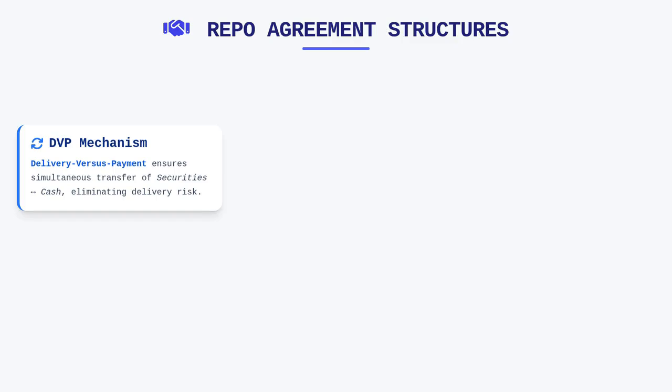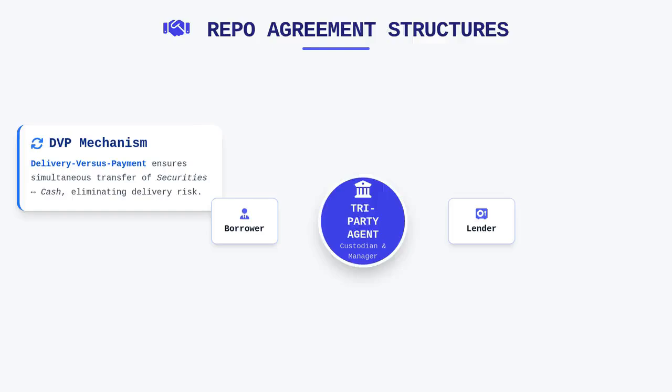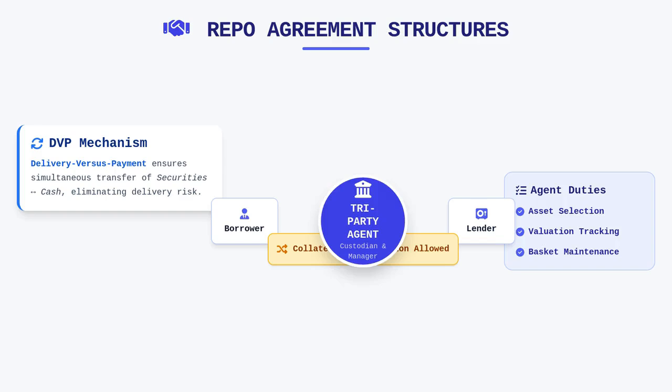In more complex setups, such as the tri-party repo, a third-party agent acts as a custodian and collateral manager, handling the selection, valuation, and maintenance of the collateral basket on behalf of the parties involved. This institutional arrangement is crucial because it allows for the substitution of collateral, meaning the borrower can replace specific securities in the basket during the life of the trade, provided the total value remains consistent with the agreement.